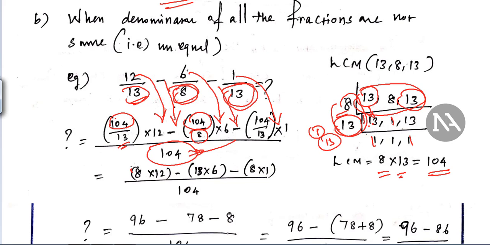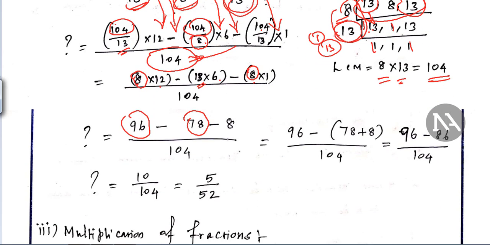104 divided by 13 will give you 8. 104 divided by 8 will give you 13. 104 divided by 13 will give you 8. So 8 into 12 is 96. 13 into 6 is 78. 8 into 1 is 8. Again, I told you, I took the minus sign common from these two numbers. So 78 plus 8 is 86. So 96 minus 86 is 10. So 10 divided by 104.